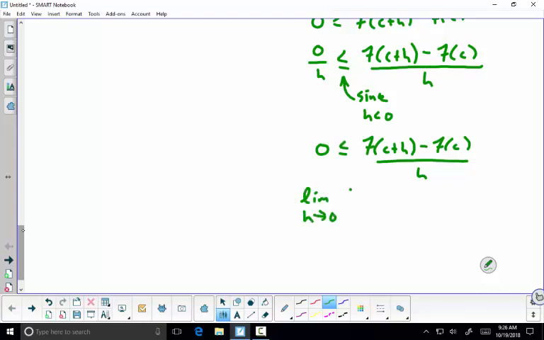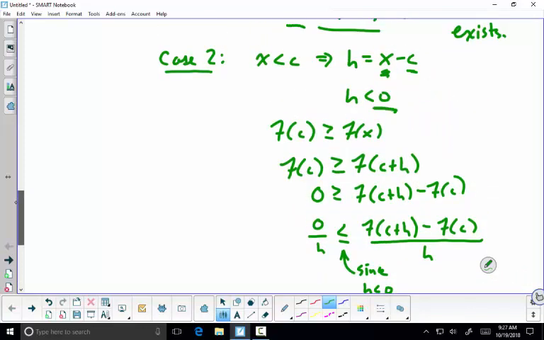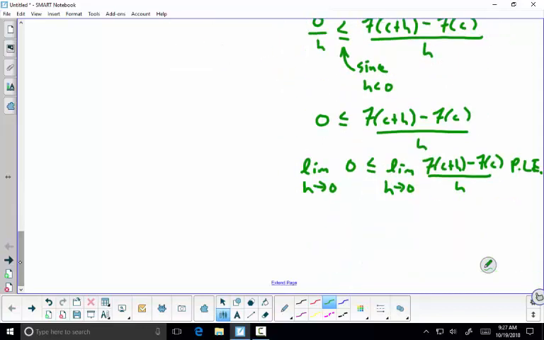Of 0. That's going to be less than or equal to the limit as h approaches 0 of f of c plus h minus f of c all over h. Again, this is provided the limit exists. But in this case, what did we say about our h values? Well, in case 2, the h values are always negative. And so we can only approach 0 from the left-hand side here.